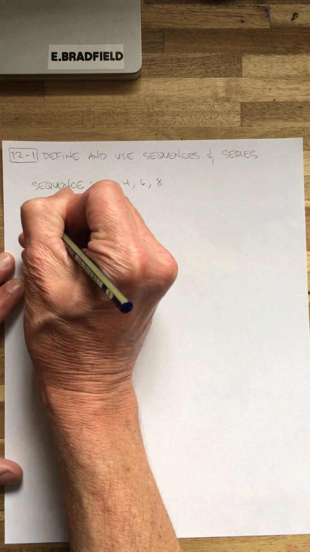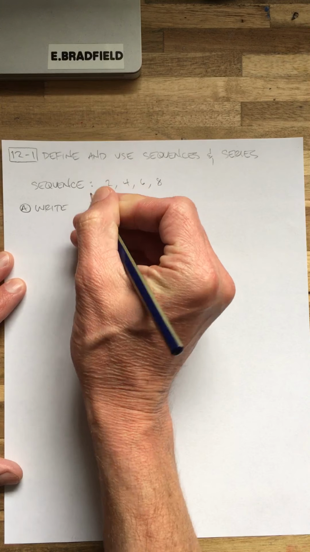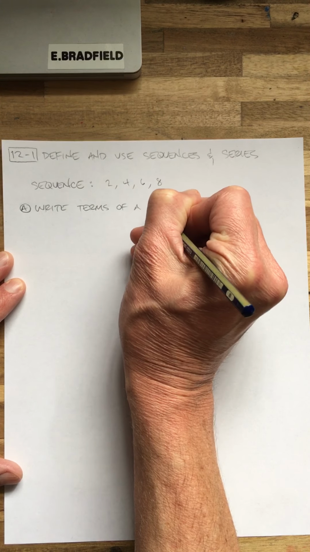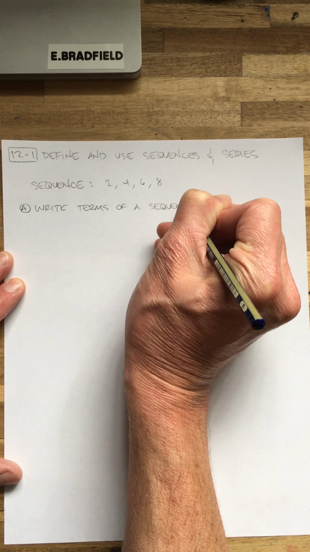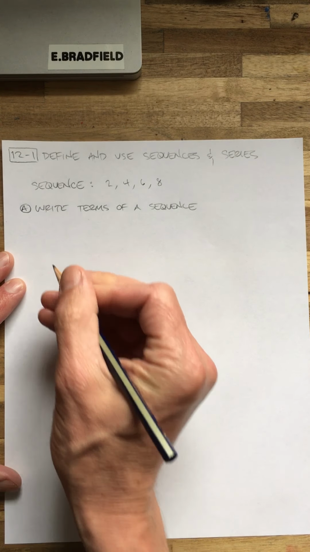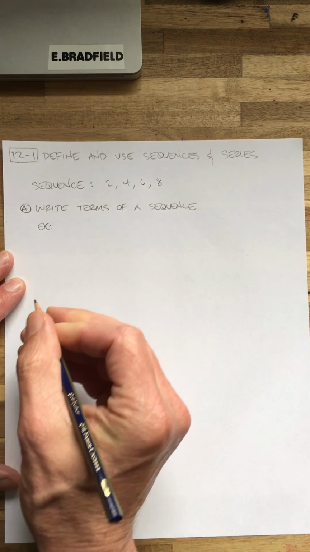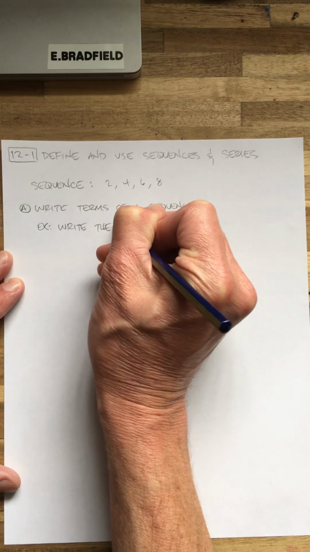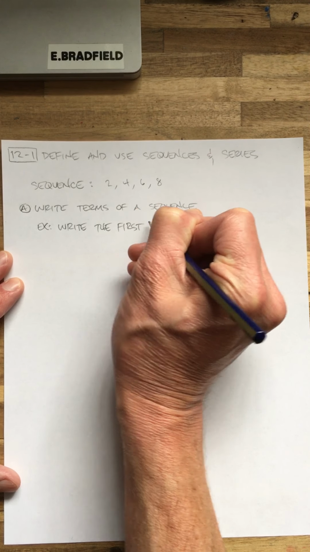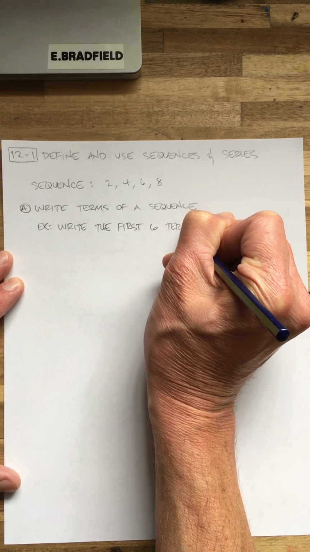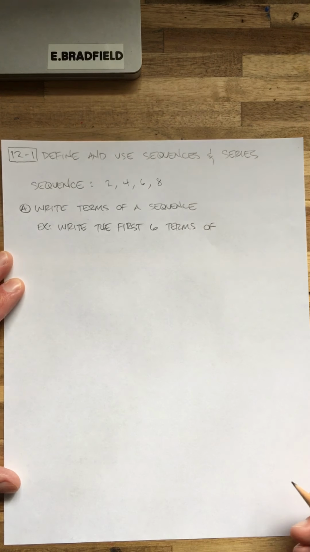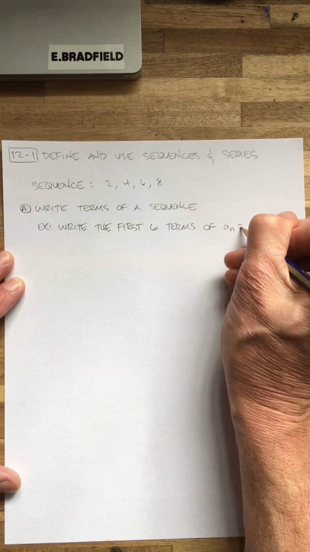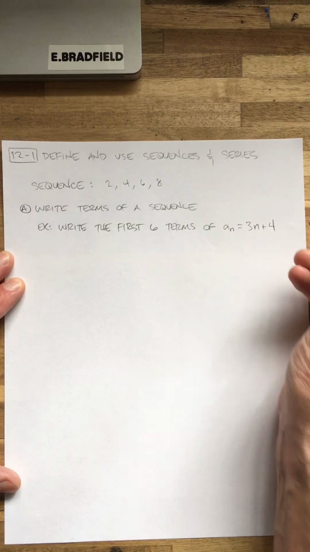Part A. Write terms of a sequence. Okay, and let's do two examples. Write the first 6 terms of a sub n equals 3n plus 4, okay?